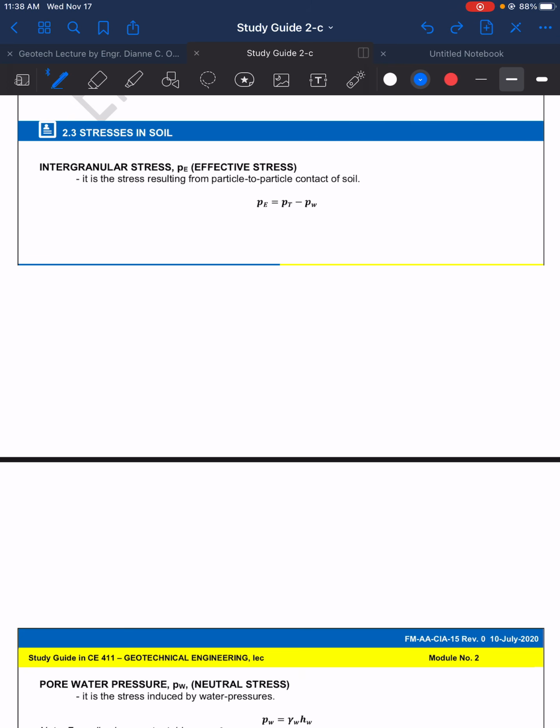We have the first one, the intergranular stress, or that is the effective stress. It is the stress resulting from particle-to-particle contact of soil. The formula is given P sub E is equal to P sub T, that is the P total or the total stress, minus the P sub W, or that is the pore water stress or the neutral stress.